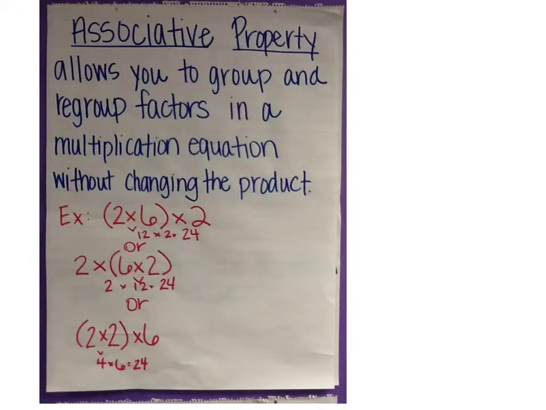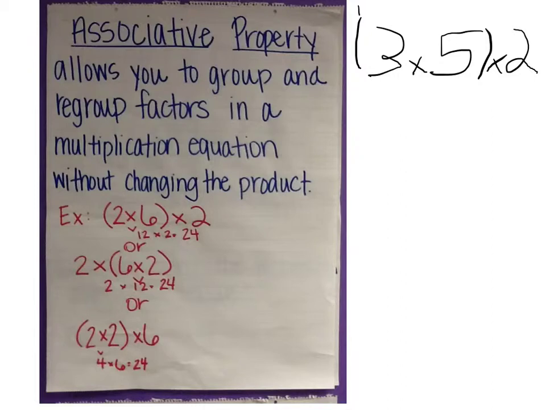This week we've also been learning about the associative property. It allows you to group and regroup factors in a multiplication equation without changing the product. For example, let's try 3 times 5 times 2. Now, the reason you can't do 3 times 5 plus 2 is because you could get an answer, but you wouldn't get the answer you wanted.